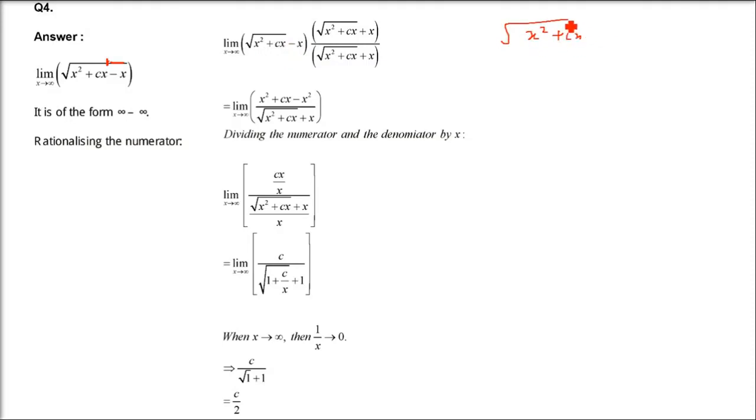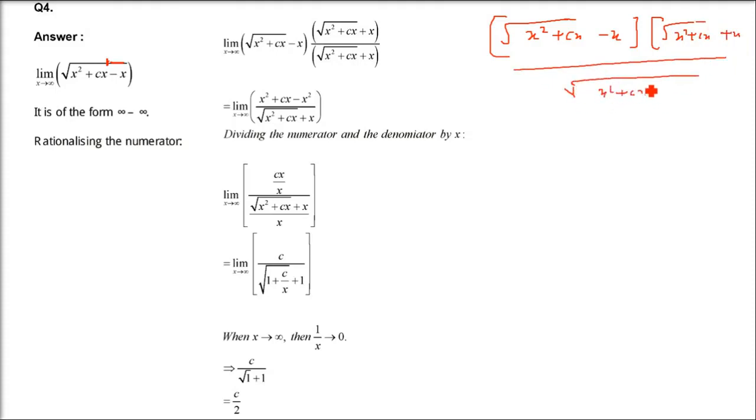So x square plus cx minus x. First you have to do the rationalization, because if you put x tends to infinity, it will be infinity. So you have to rationalize it. So you multiply by under root x square plus cx plus x. In the denominator also you have under root x square plus cx, and then this plus x will be outside the root. This is important. Okay. So this is a plus b, a minus b, so you can use the a square minus b square formula. This is x square plus cx, the under root will go, and minus x square. And then in the denominator, you have under root x square plus cx plus x. Okay.